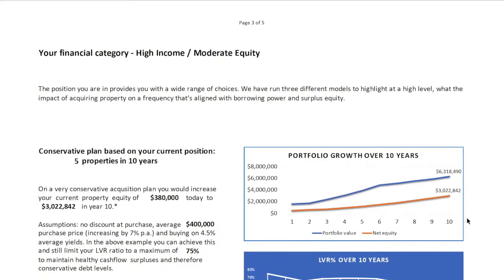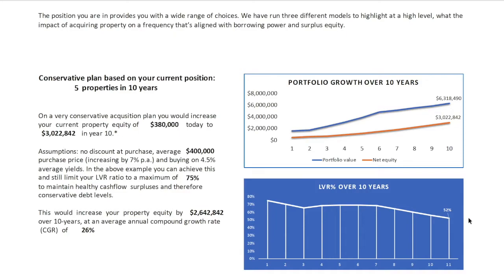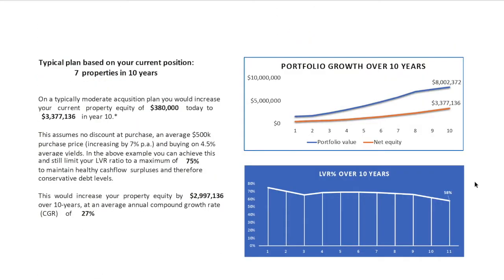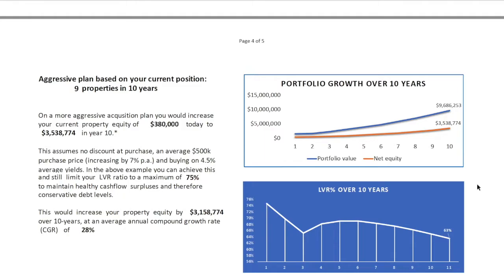So despite all of this, John's starting point allows him conservatively to purchase 5 properties over the next 10 years and take his equity from $380,000 today to $3 million in 10 years' time, at a higher LVR than Jane, hitting 75% there. He's also got the option, with a more typical plan, to purchase 7 properties over the next 10 years and increase his equity further. And if he's more aggressive in terms of his buying and reinvestment strategy, then he can purchase 9 properties over the next 10 years, taking his equity from $380,000 to about $3.6 million.